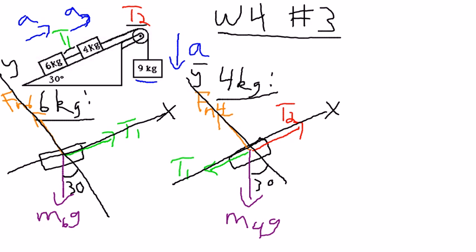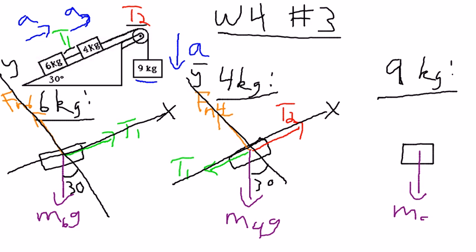And then lastly, we can look at the 9 kilogram block. It's going to be a little simpler because the only forces it has acting on it is its weight in the downward direction, M9 times G, and it's going to have T2 pulling up on it. And again, just to remind ourselves, we must not forget that the acceleration on this 9 kilogram block is in the downward direction, whereas the acceleration on the other two are up the ramp.